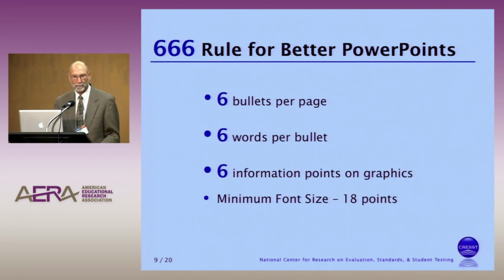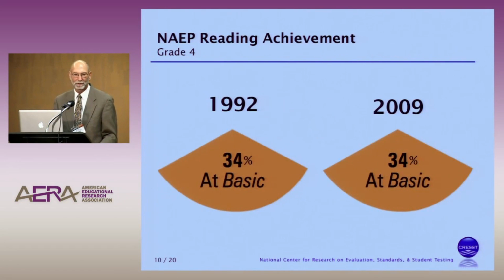Here's my rule for better PowerPoints, the 666 rule. 6 bullets per page, 6 words per bullet, 6 information points on graphics. Add that all up and you got 18. 18-point font size. Try it, see if it doesn't work.